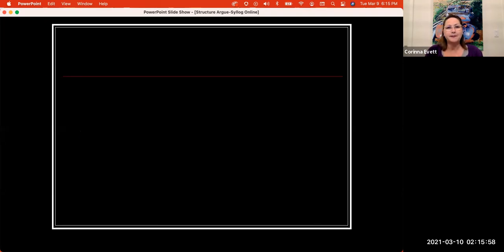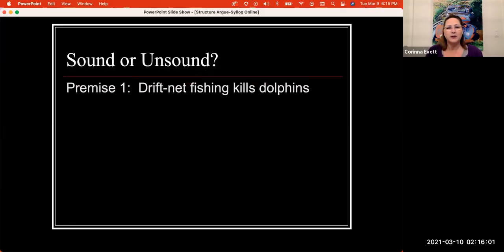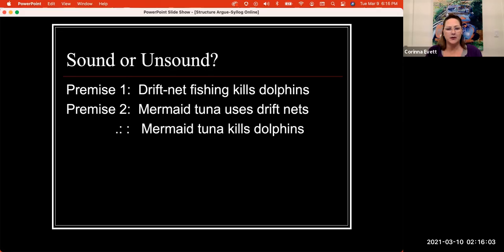So let's go to determining: is this sound or unsound? We have number one, drift net fishing kills dolphins. I don't know if you're familiar with that, but drift net fishing is just like it sounds. The nets drift behind the boat and capture everything along with the net. Is that true and acceptable? Yes, it's a proven fact. It does happen. Mermaid tuna uses drift nets.